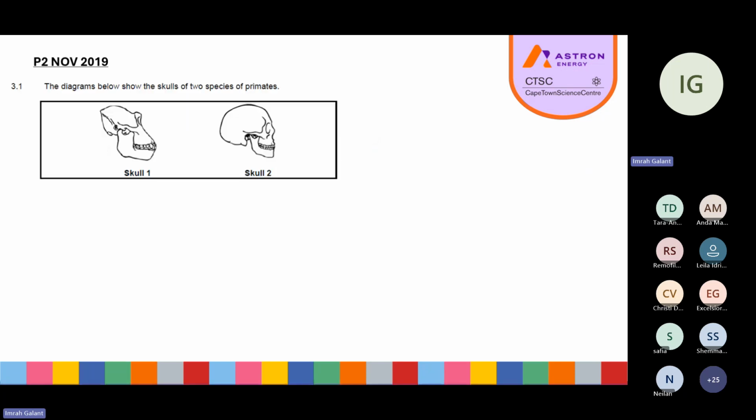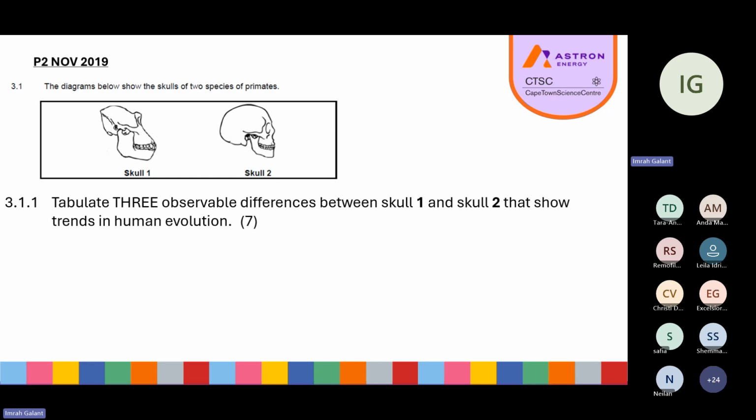Okay, so now we're going to look at paper 2, and that is November 2019. So it says the diagram below shows the skulls of two species of primates. Okay, so I have skull 1 and skull 2. So it says 3.1.1, tabulate 3 observable differences between skull 1 and skull 2 that show trends in human evolution. So they said 3 observable differences, meaning what you can see. So you can't write anything that you can't see from these 2 skulls. It also said tabulate, so you have to draw a table. That's the only way you're going to get your marks.